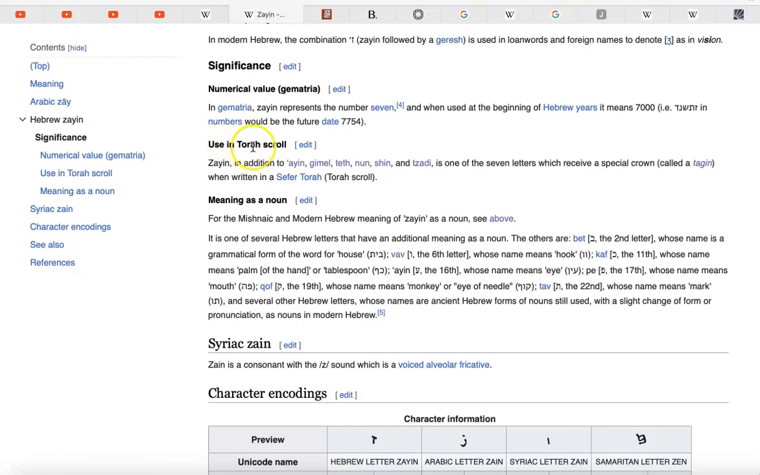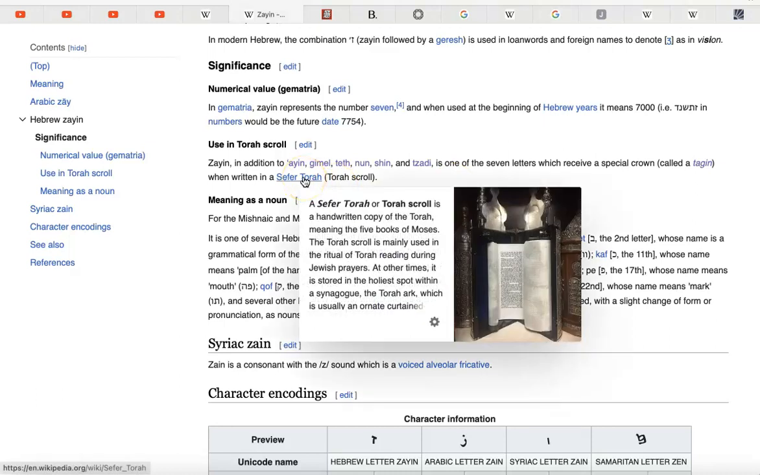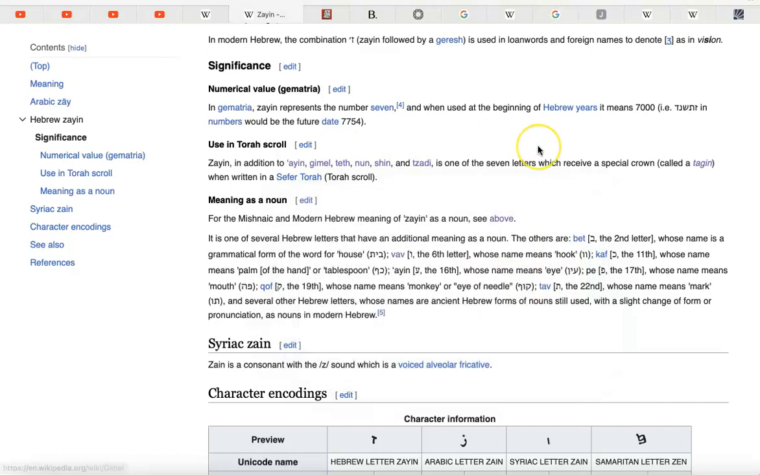In the use in the Torah scroll, Zayin, in addition to Ayin, Gimel, Tet, Nun, Shin, and Tzadi, is one of the 7 letters which receive a special crown called a tagin when written in a Sefer Torah or Torah scroll. And you can look up Sefer Torah if you want to. It's a handwritten copy of the Torah, meaning the 5 books of Moses. The Torah scroll is mainly used in the ritual of Torah reading during Jewish prayers. At other times, it is stored in the holiest spot within the synagogue, the Torah ark, and so on and so forth. Okay, so this is what I'm interested in.